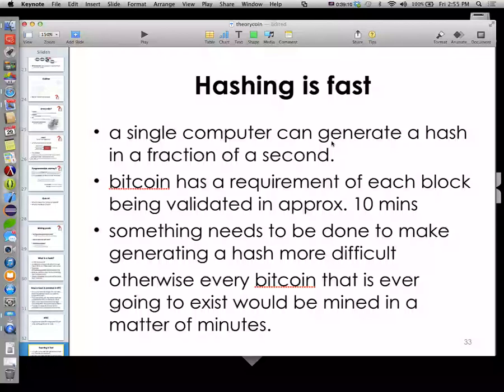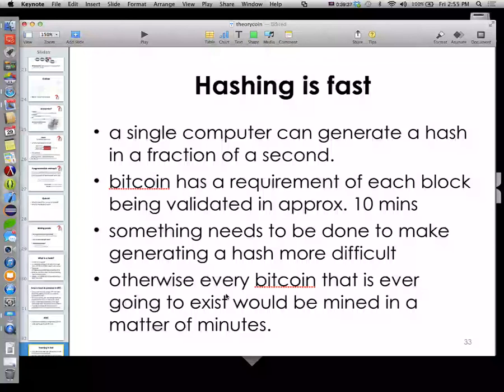So anyways, Bitcoin has a requirement every 10 minutes, so something needs to be done to make that network more difficult, which then makes it less profitable for the people who've already spent money on equipment, so they have to go buy new equipment, which then drives the difficulty of the network up even more, so on and so forth. Otherwise, if we didn't increase the difficulty of the network, every Bitcoin that is ever going to exist would be mined in a matter of minutes.